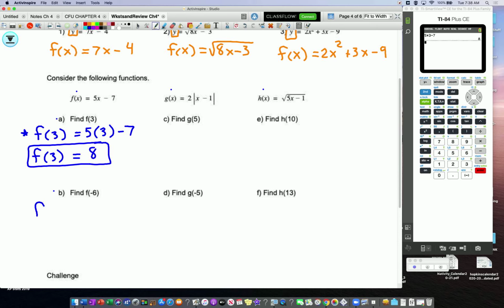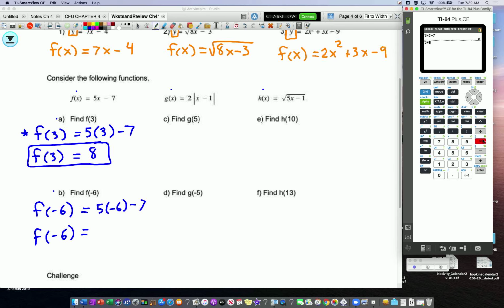Okay? So like on the next one, f of x, whoops, I don't want f of x, I'm replacing the x with negative 6. So I'm trying to find f of negative 6. So I'm going 5 times negative 6 minus 7. So f of negative 6 equals, calculator time, 5 times negative 6 minus 7 equals negative 37.